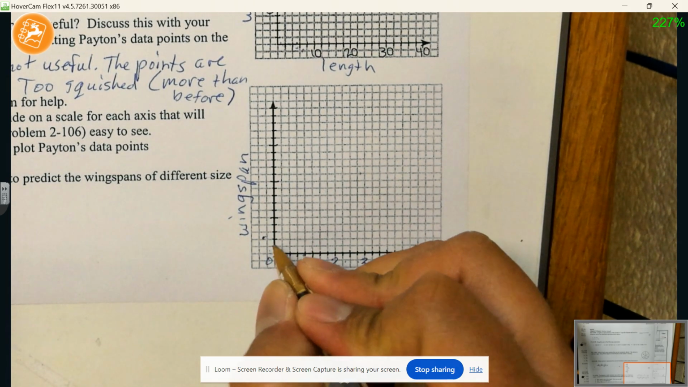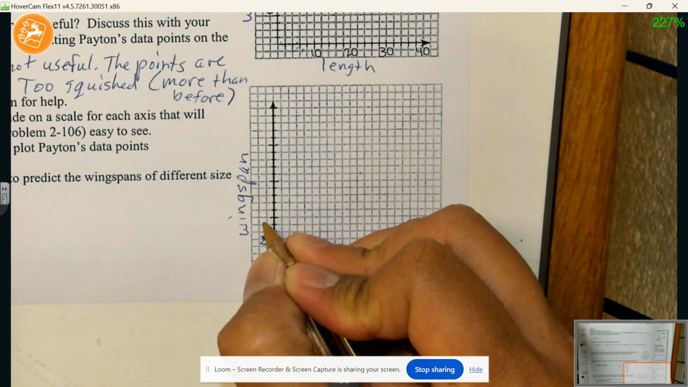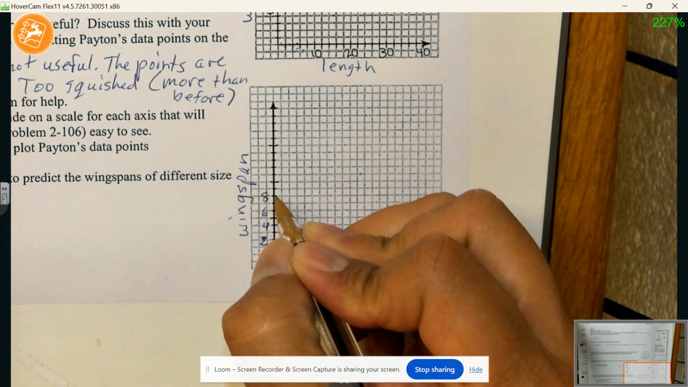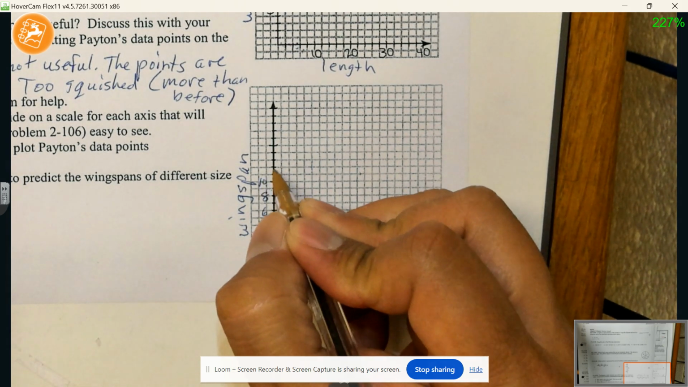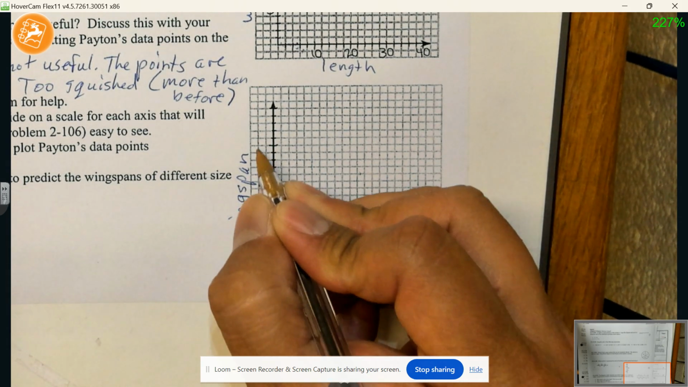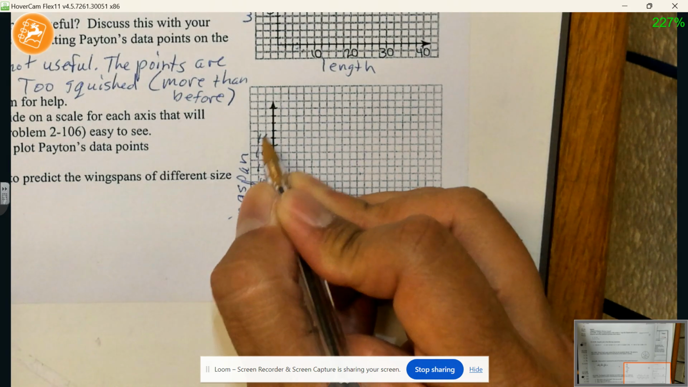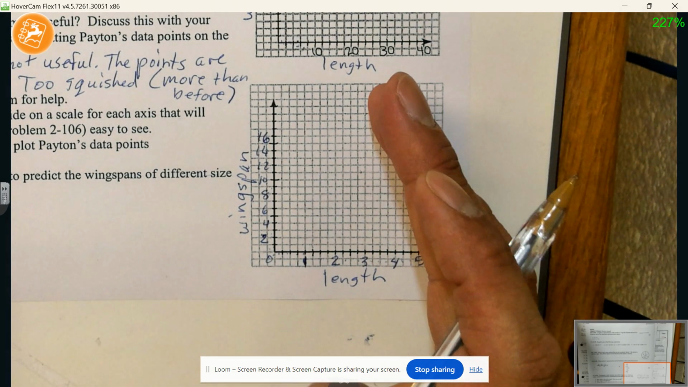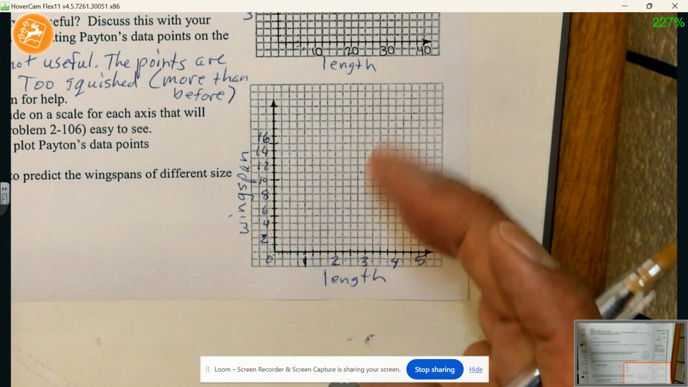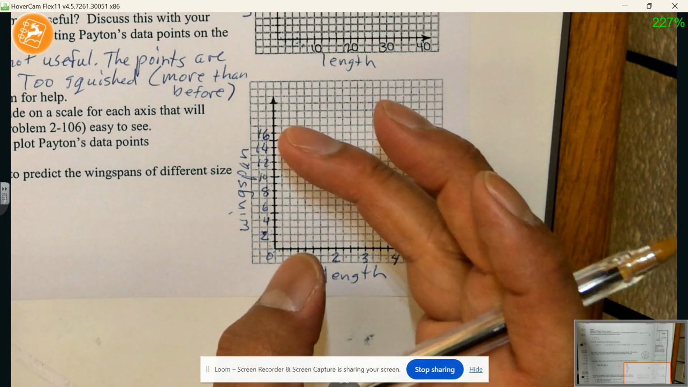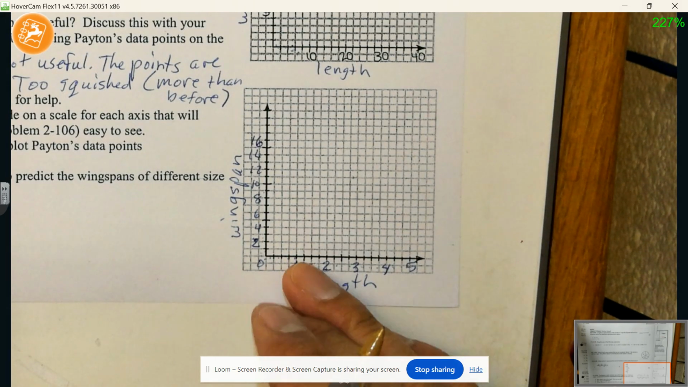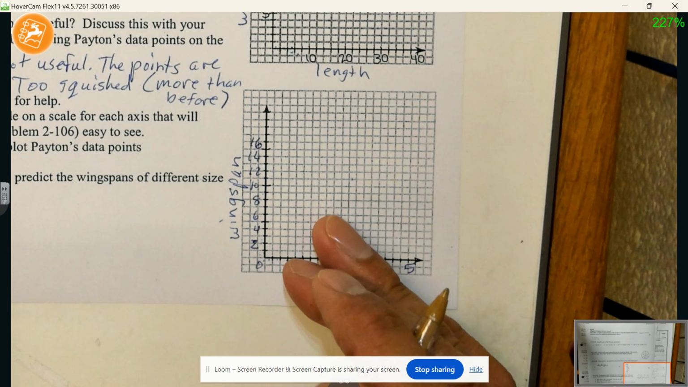So we have 1, 2, 3, 4, 6, 7, 8, 9, 10, 11, 12, 13, 14, 15, 16, and we want to go just a little bit more or a little bit higher than what numbers we're given. Okay, so we can do that. Now let's go ahead and plot those points.